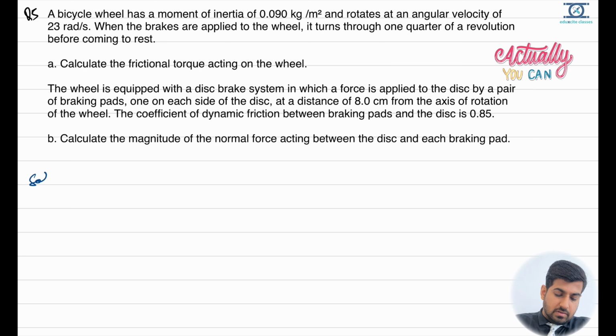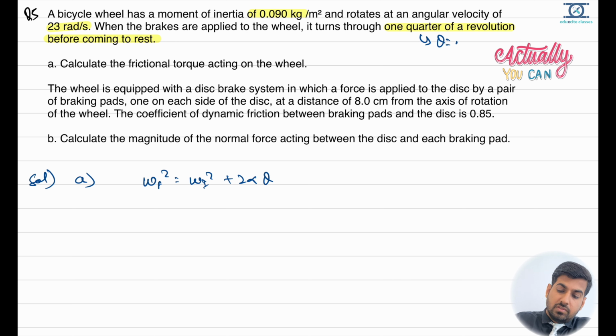Okay, now if you look at the A part, we have to find out the frictional torque acting on the wheel. Now for the frictional torque, if you look at the information, we have the moment of inertia, it rotates at an angular velocity that is given. When the brake is applied, it stops in 1/4 of a revolution before coming to rest. So if I use omega final square equals omega initial square plus 2 alpha into theta. Now 1/4 of a revolution, theta is equal to pi by 2, because one full revolution is 2 pi, half will be pi, 1/4 will be pi by 2, right?